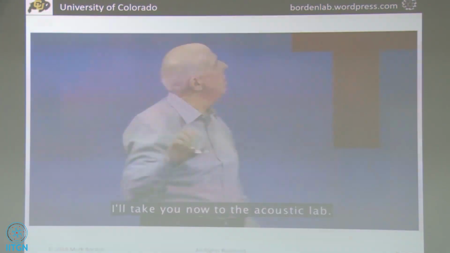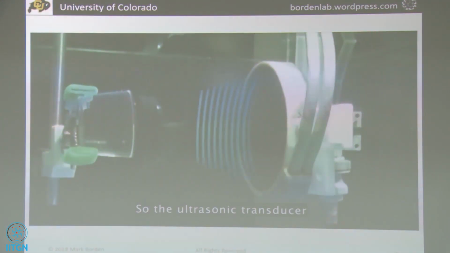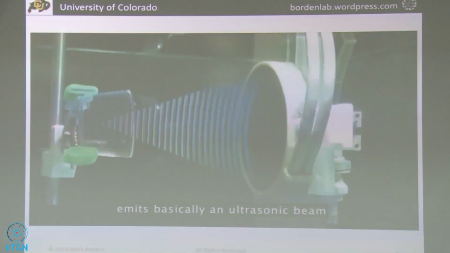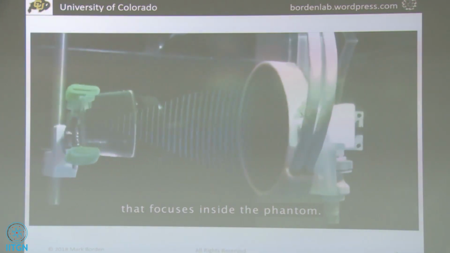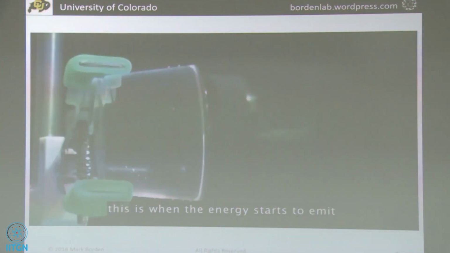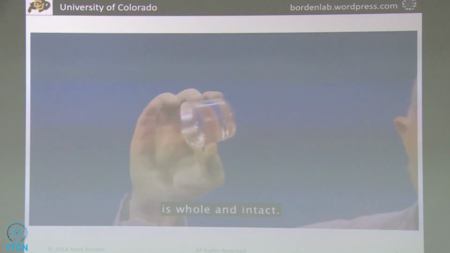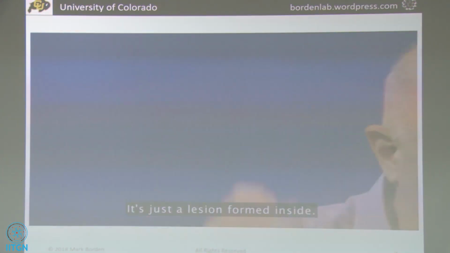Completely transparent, okay? I'll take you now to the acoustic lab. This is a setup I put in the acoustic lab. On the right-hand side, you see an ultrasonic transducer. The ultrasonic transducer emits basically an ultrasonic beam that focuses inside the phantom, okay? And when you hear the click, this is when the energy starts, and you see a lesion form inside the phantom. Okay? So everything around you is whole and intact. Just a lesion forms inside.